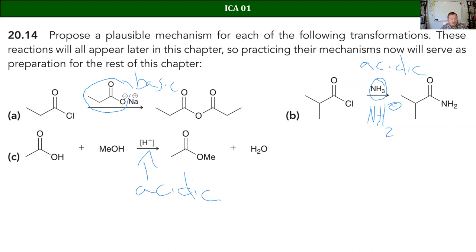And in general, the basic conditions are going to be easier to draw. There are going to be fewer proton transfer steps because you have fewer protons around, right? You still need to make sure you don't make a product or an intermediate with a positive charge, but that's going to be easier to do with these nucleophilic substitutions.